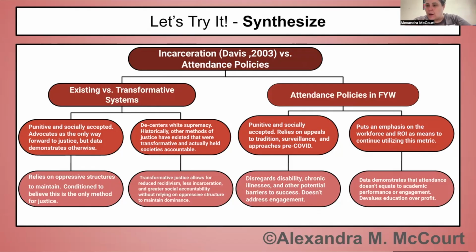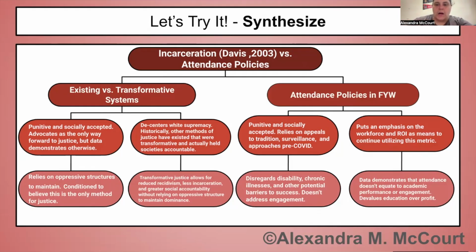And now I have attendance policies in first-year writing programs, which are also punitive and socially accepted, relies on appeals to tradition, surveillance, and approaches pre-COVID, disregards disability, chronic illnesses, and other potential barriers to success, doesn't address engagement, puts emphasis on the workforce and return on investment as a means to continue utilizing this metric. Data demonstrates that attendance doesn't equate to academic performance or engagement, devalues education over profit. So I'm beginning to take these two ideas and figuring out how they might come together.